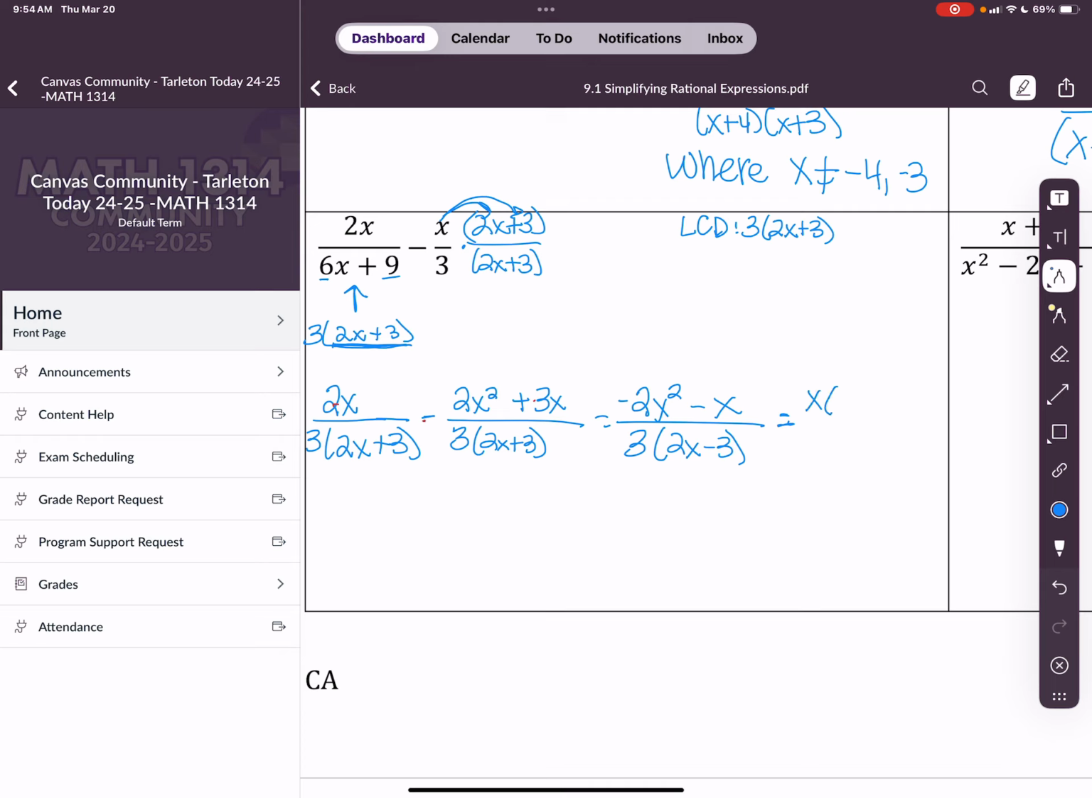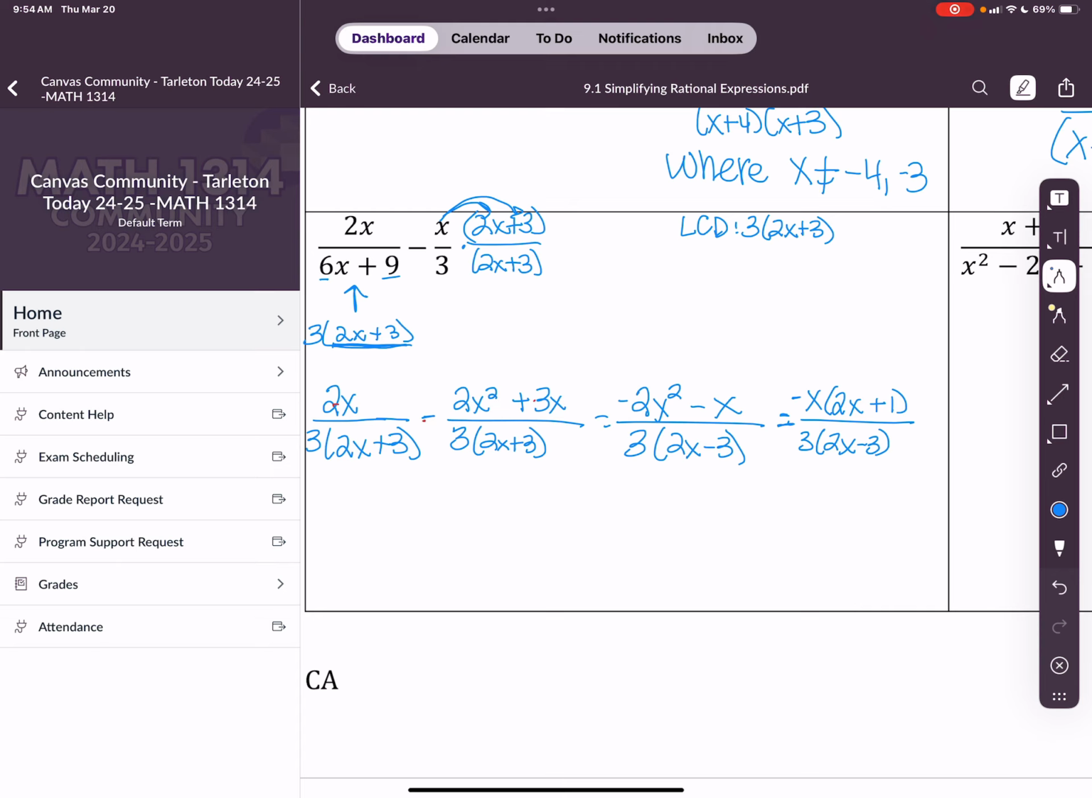So that's going to be x times... hold on a minute. Let me pause for a second. Oh yeah, she has an error here. Okay, so x times negative x. I'm going to pull out a negative x right here, actually. Sorry, because they're both negative. So we have a negative x times 2x plus 1 over 3 times 2x minus 3. Just look at my copy.